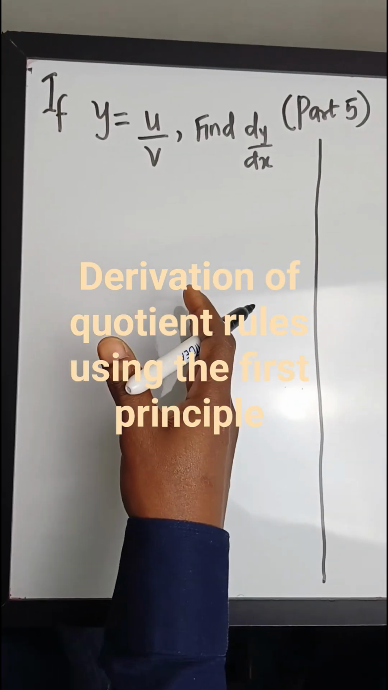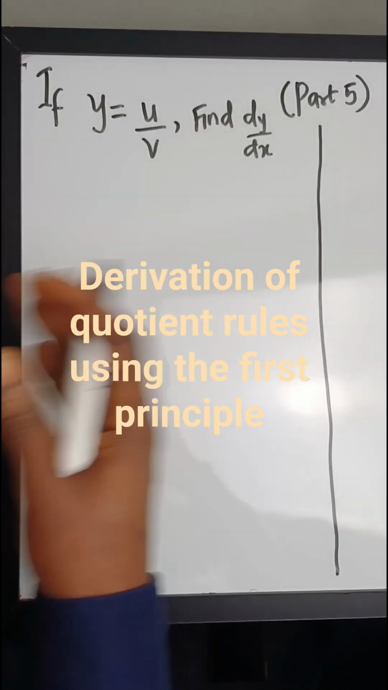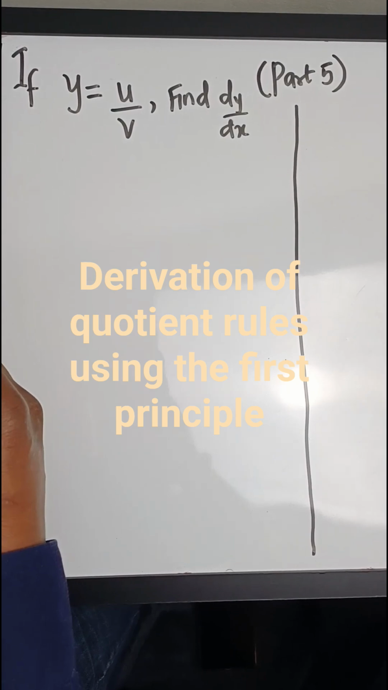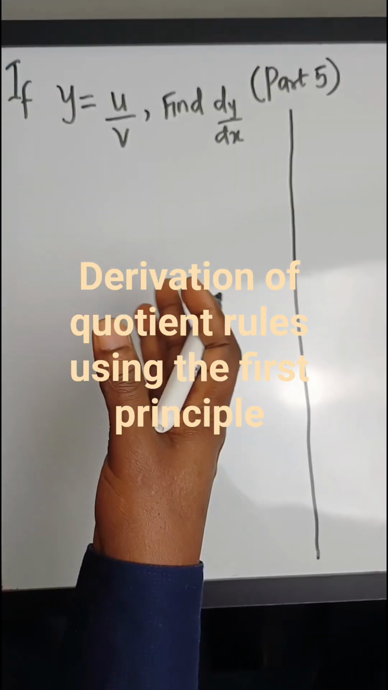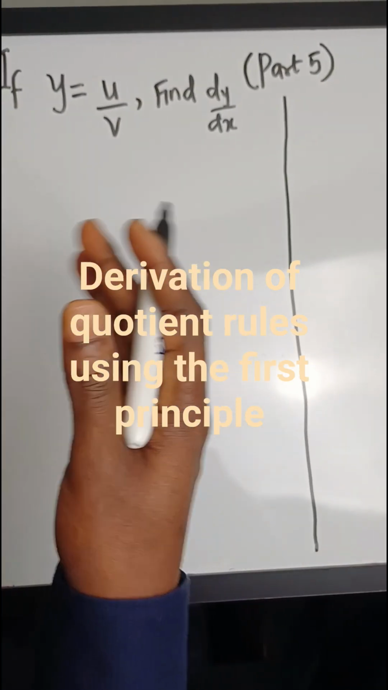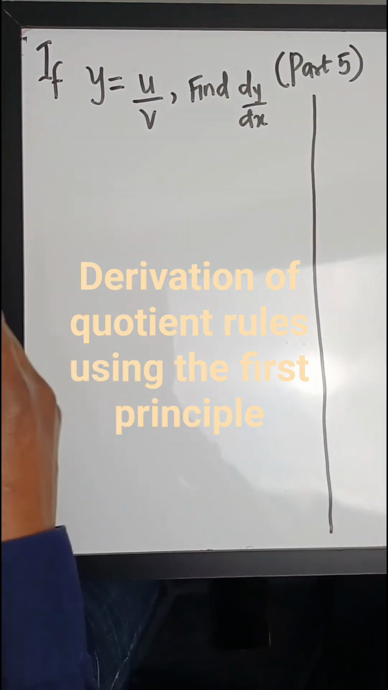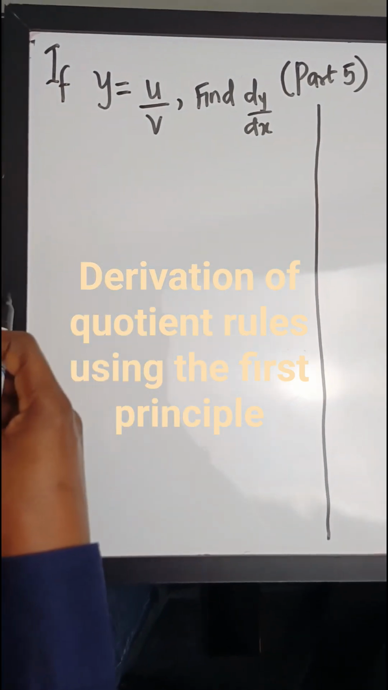If you are coming across this video for the first time, part 1 has to do with how to differentiate from first principles. The second one deals with Pascal's triangle. The third one focuses on fractions. The fourth one focuses on the product rule. And now part 5 focuses on the quotient rule.